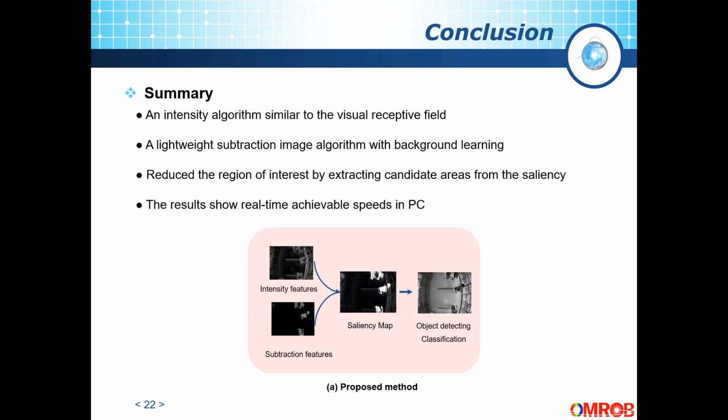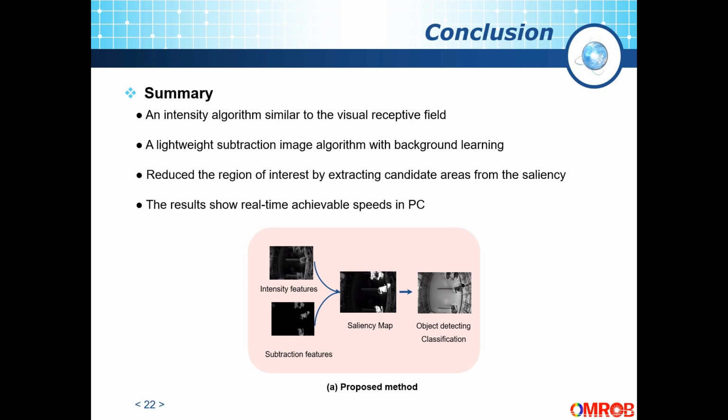Conclusions. In this paper, we propose a human recognition algorithm for smart consumer electronics using embedded systems. We make the saliency map for detecting static objects and motion objects. An intensity algorithm similar to the visual receptive field is used. We implemented a lightweight subtraction image algorithm with background running.